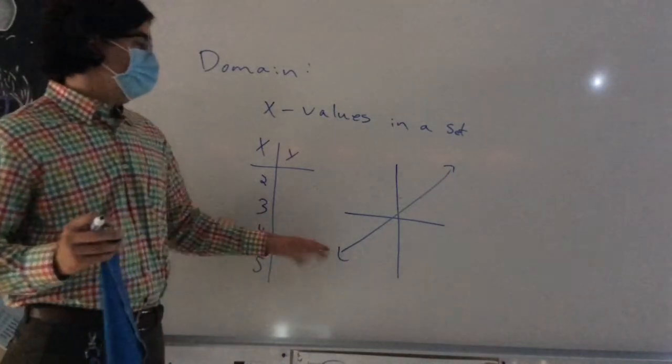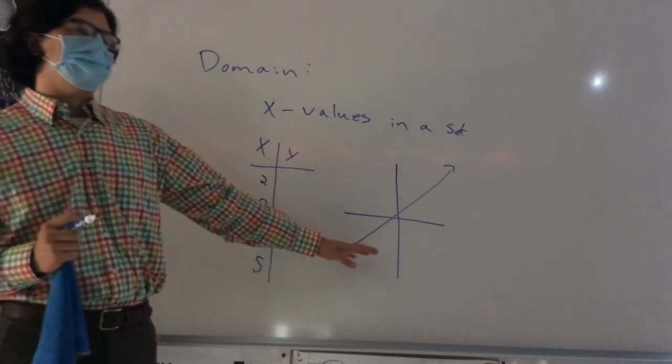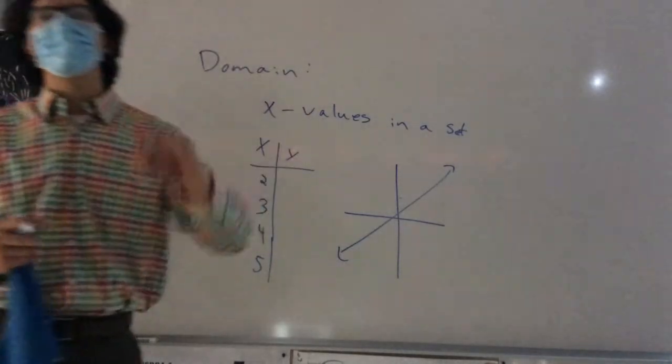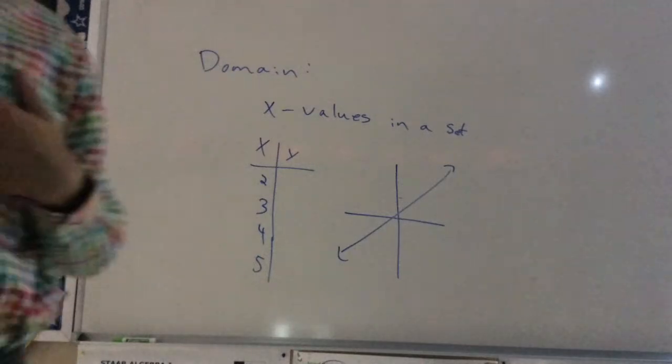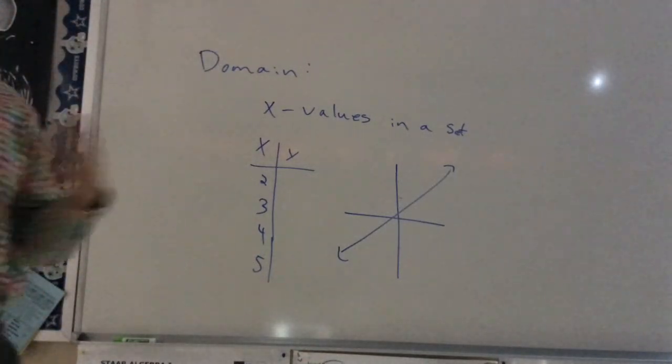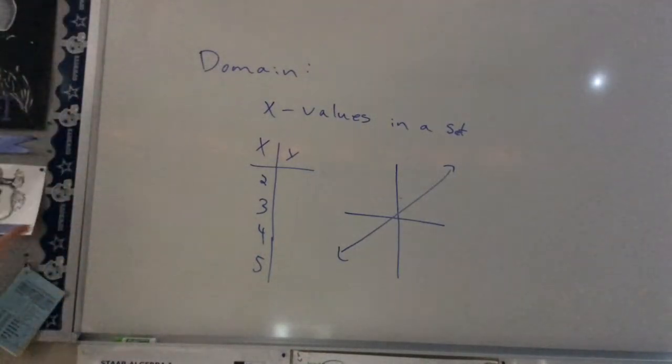Let's think about it. If this line goes on forever and ever and ever, does it ever stop? So can I just say 2 billion? No, because 2 billion, although it's a very large number to us, is a relatively small number in the grand scheme of mathematics. Agree? So it would be all real numbers.